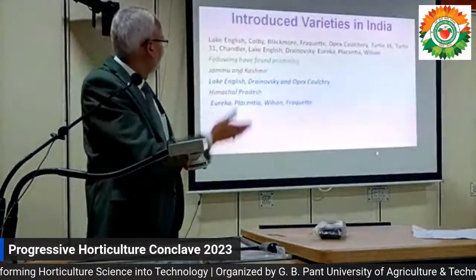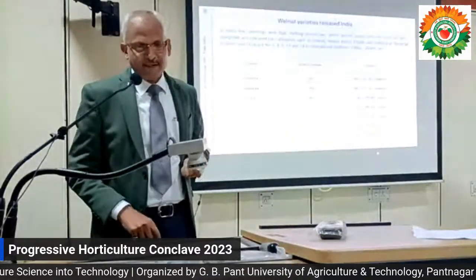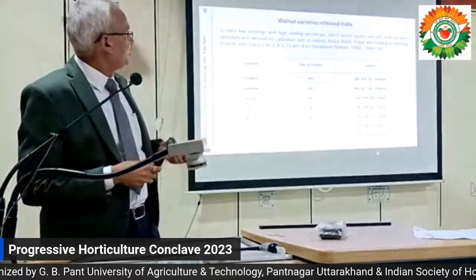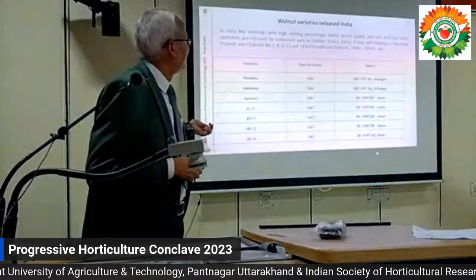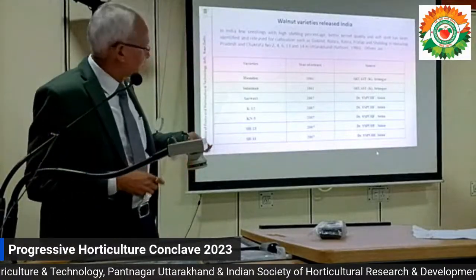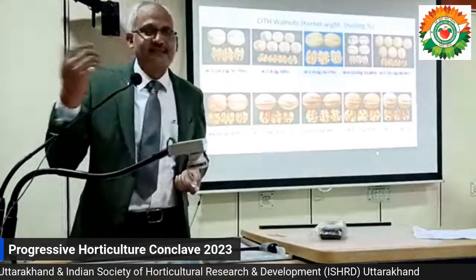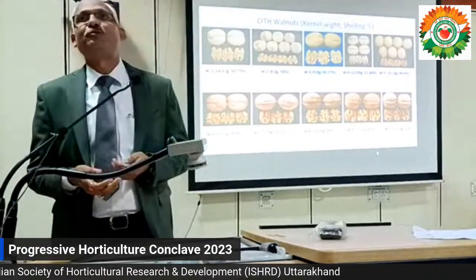These are some prominent varieties of Jammu and Kashmir and Himachal. These are a few varieties we have developed through clonal selections. So Hamdan and Suleiman, these 2 varieties are from Srinagar, the rest are from Solan. Now these 10 hybrids have been selected. 10 selections have been developed by Central Institute of Temperate Horticulture.